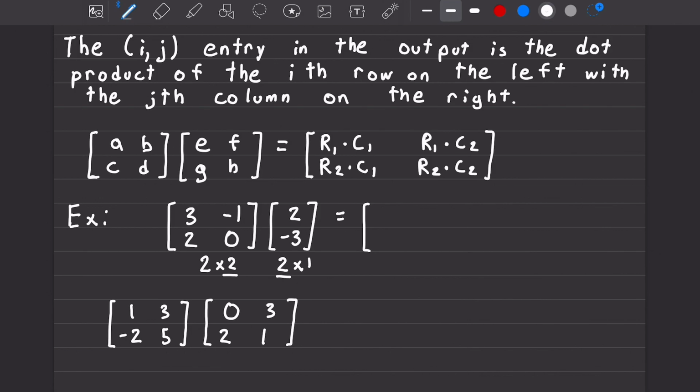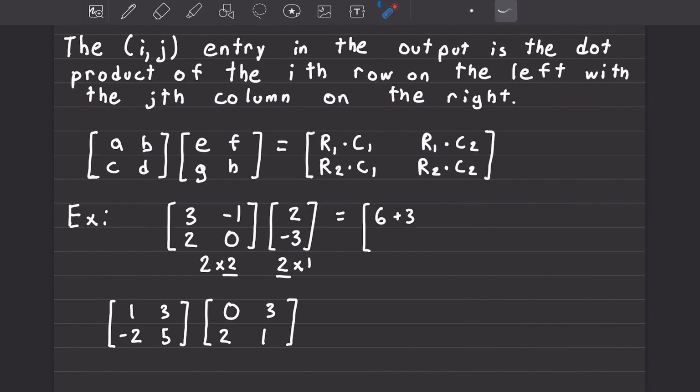Okay, so this first entry, we can think of as row 1 dotted with column 1. So we can just go ahead and do that. The first row dotted with the only column. So that's going to be 2 times 3, so we have 6. And then we're going to add -1 times -3, which is just positive 3. And then the bottom one is going to be row 2 dotted with column 1, which is going to be 2 times 2.